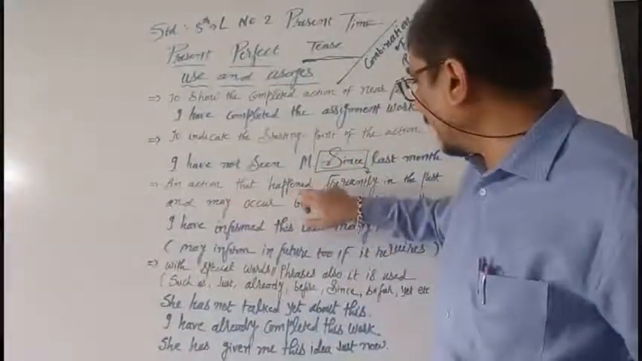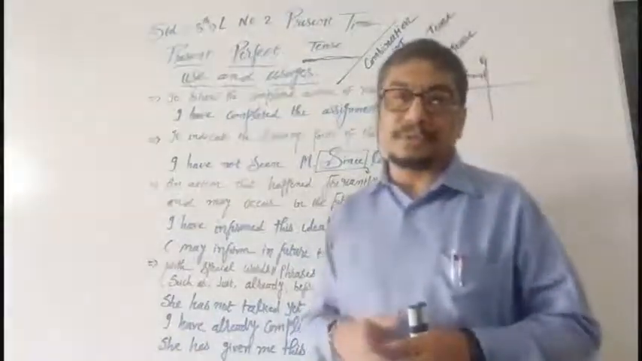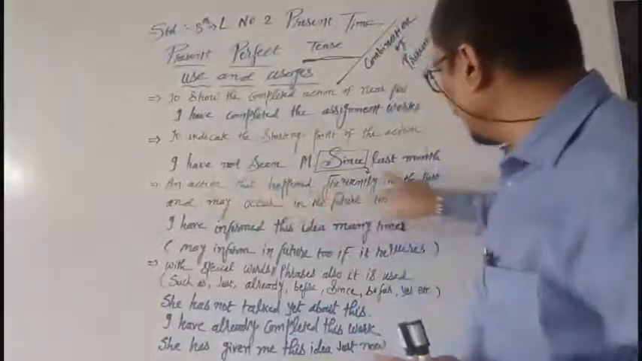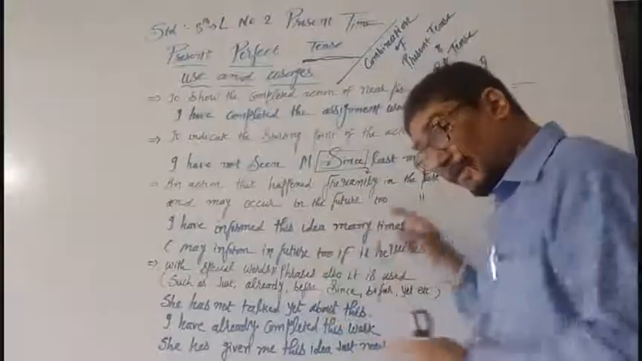An action that happened frequently in the past and may occur in future. Most important use and usage. An action that happened frequently in the past. So many times it happened in past, and it may happen in future also.